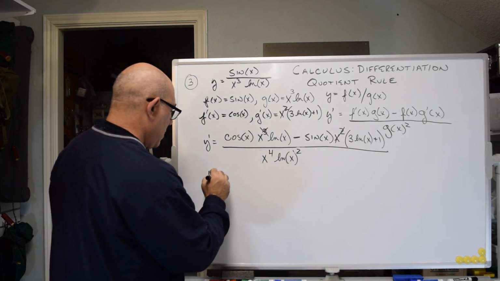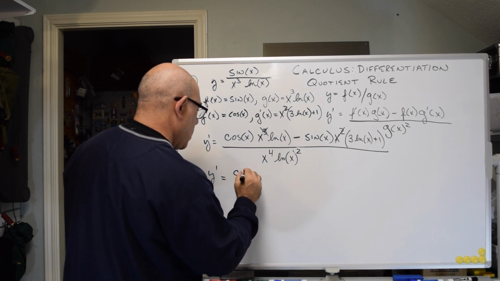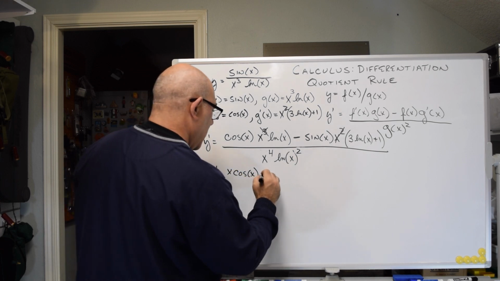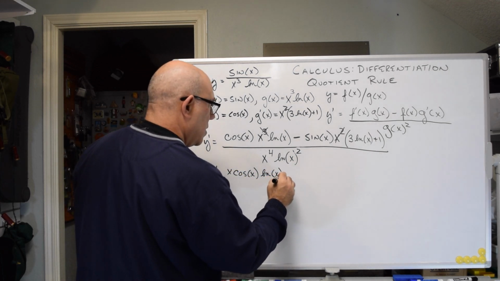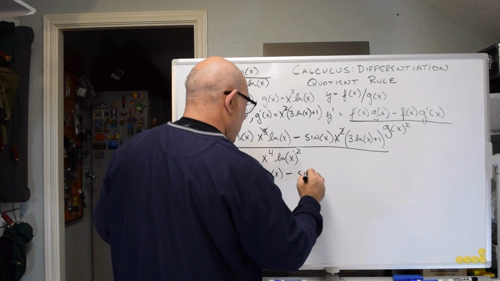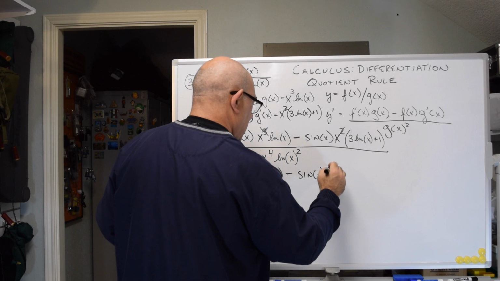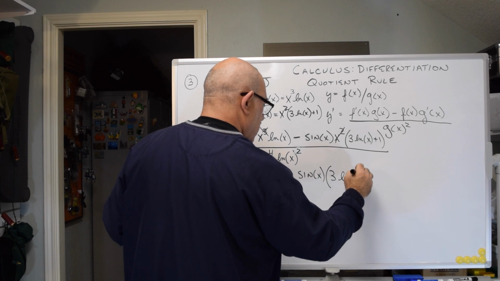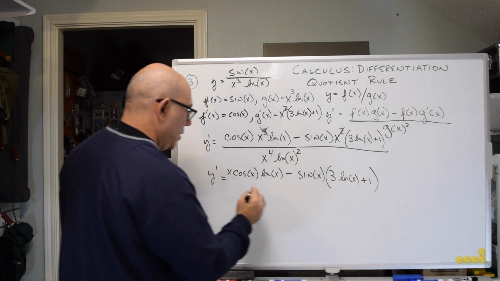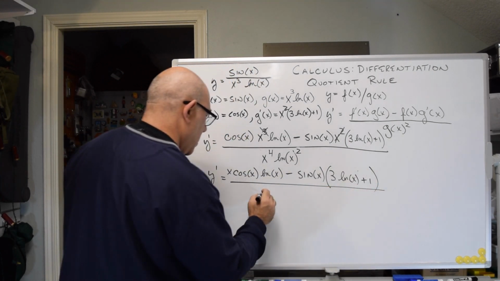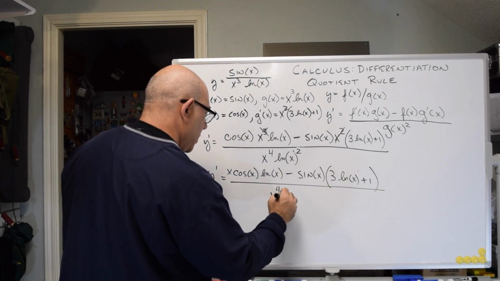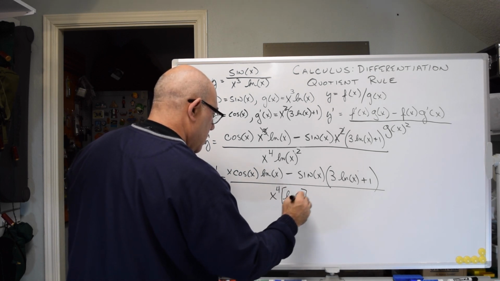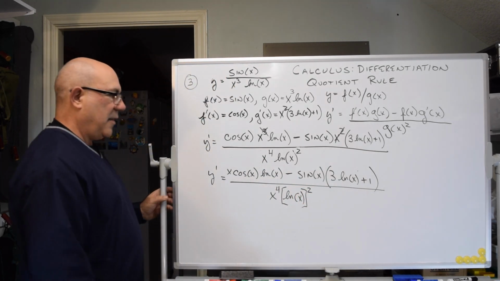Alright, so now we can rewrite it. x times cosine x log x, minus sine x times 3 log x plus 1, all over x to the 4th log of x squared. And that is the answer.